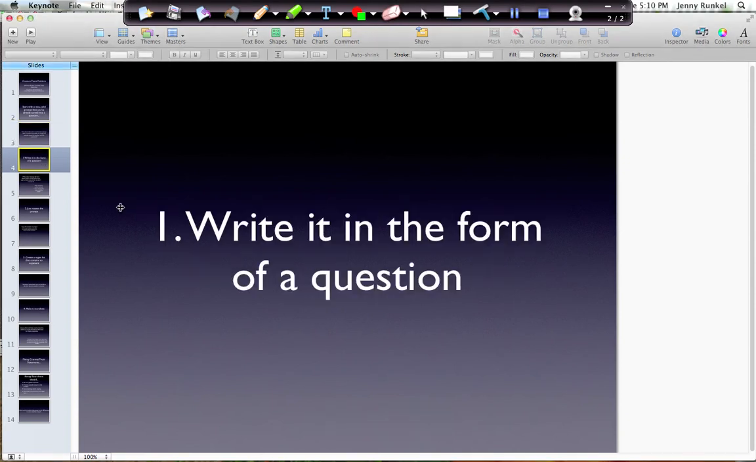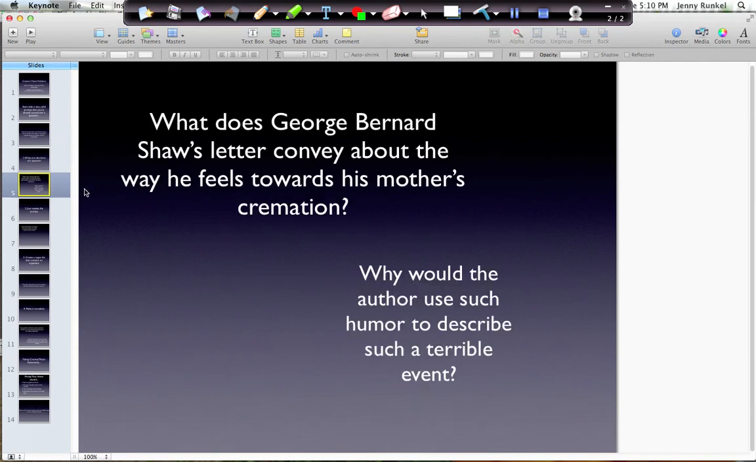All right, one way that you can write a crummy thesis statement is to write it in the form of a question. Let's look at a couple of examples. What does George Bernard Shaw's letter convey about the way he feels towards his mother's cremation? Okay, first of all, it doesn't answer the prompt, it doesn't answer anything, but it doesn't even have the totality of the prompt in it. Strike one.